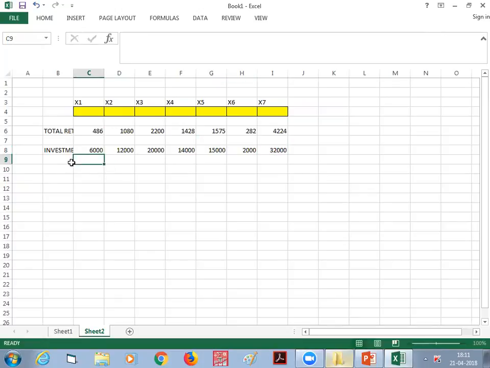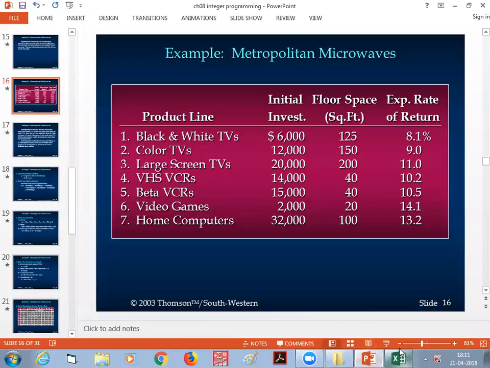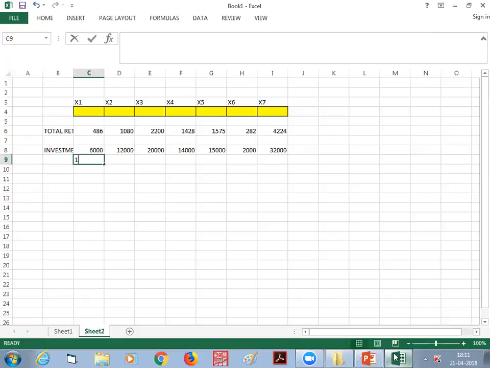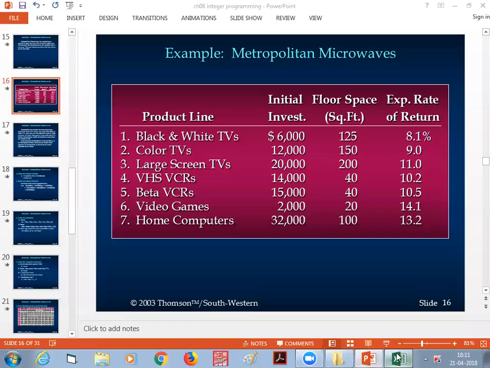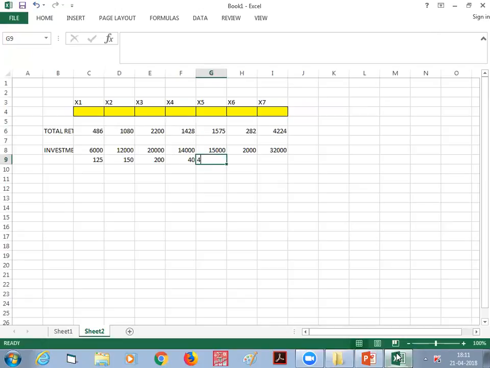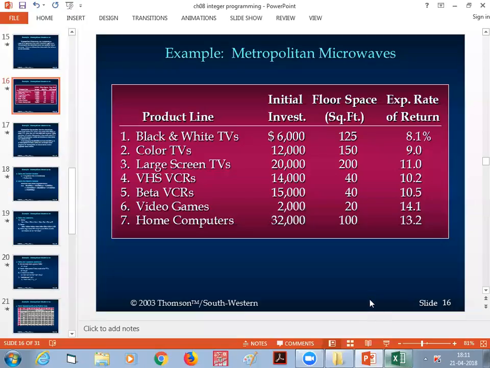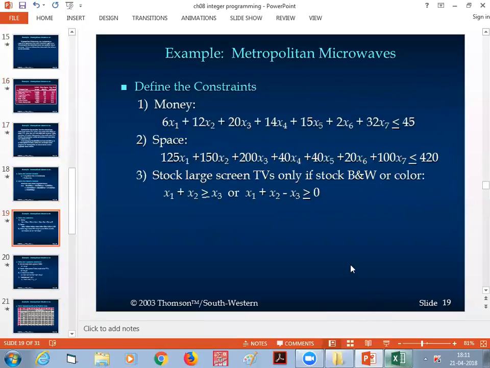Okay. All right. Next one is square feet, right? 125, 150, 200. And after that, 40, 40, 20, and 100. Okay, this is space. Okay, then we have all those conditions.